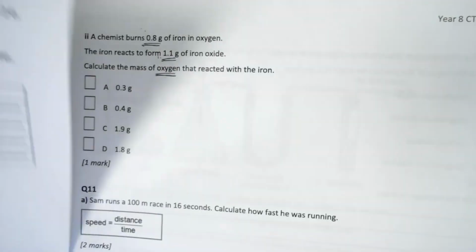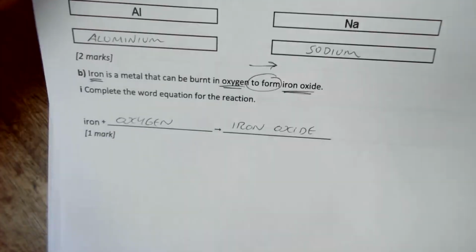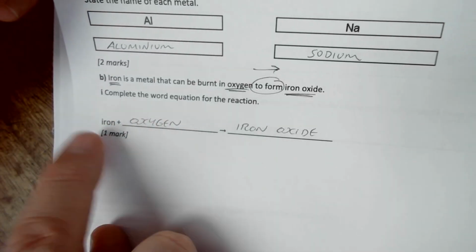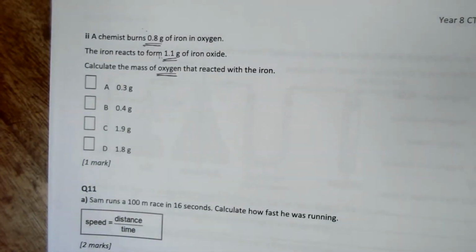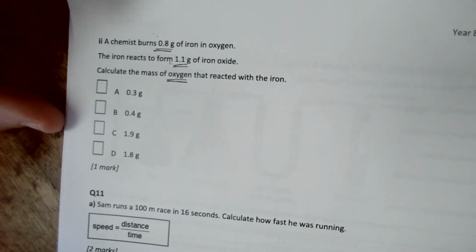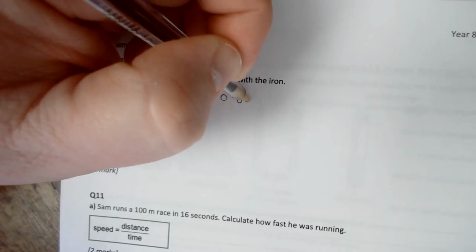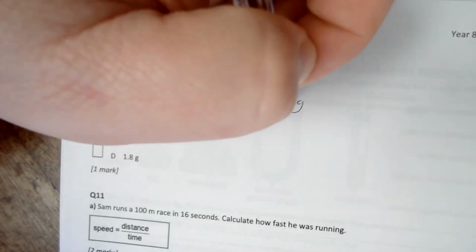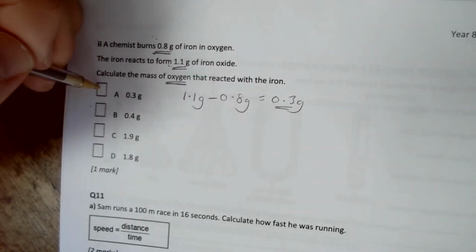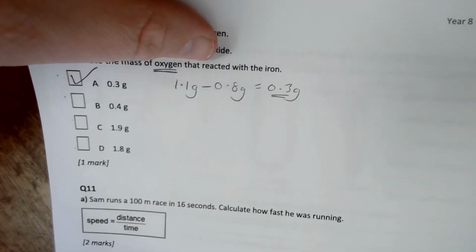Because of the law of conservation of matter, we've got this reaction. Iron reacts with oxygen to make iron oxide. What's the addition? So we take 1.1, which is your final product. We take away the 0.8 grams, and that leaves us with 0.3. So 0.3 grams, there it is. There's the answer. Easy peasy.